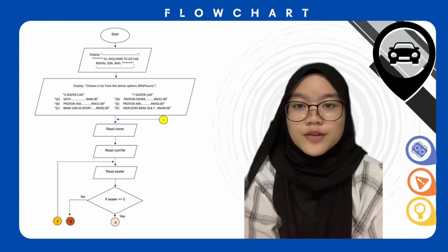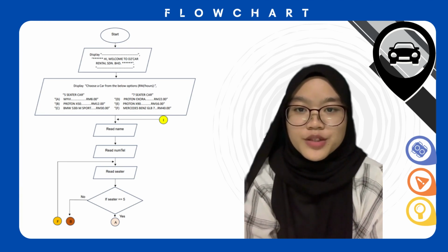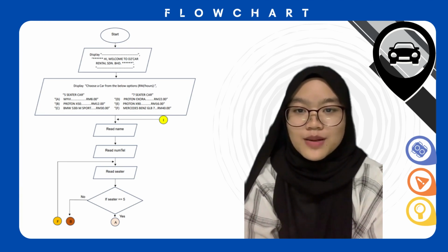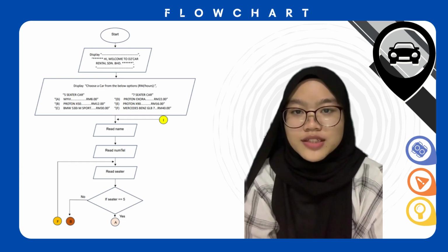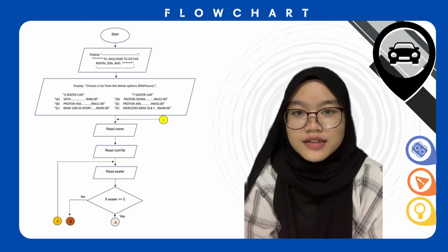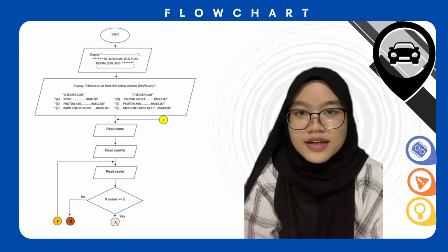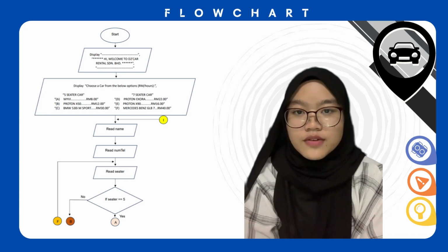Next, I will present the flowchart of this car rental program. The program will start by welcoming the user by displaying hi, welcome to D2 car rental. Then it will display a two-dimensional array to show the available car options and their prices. Then the program will read the name, telephone number and seater.